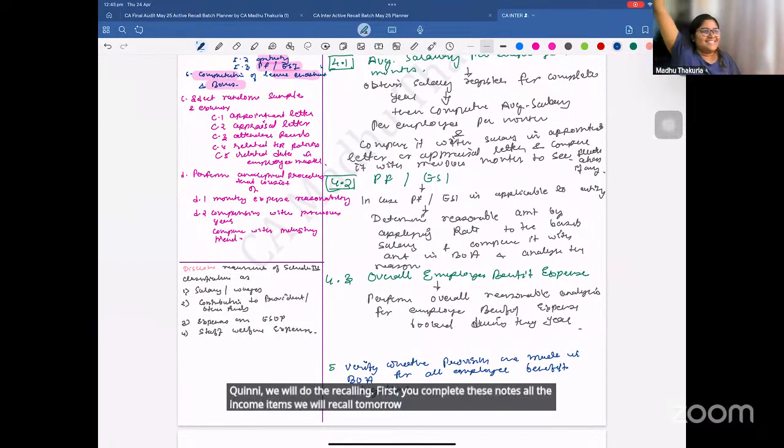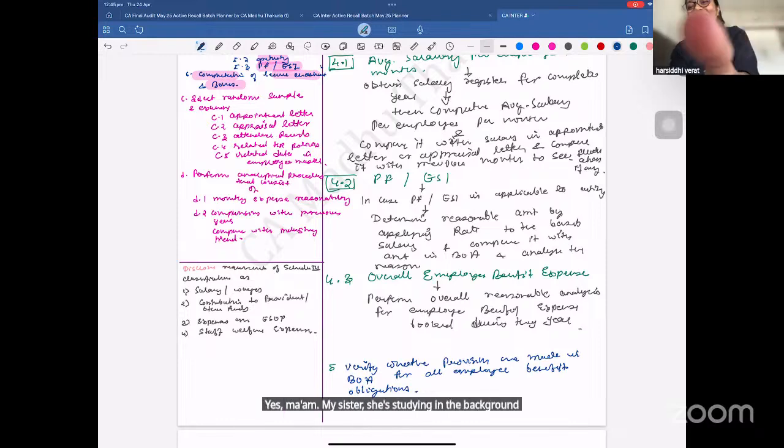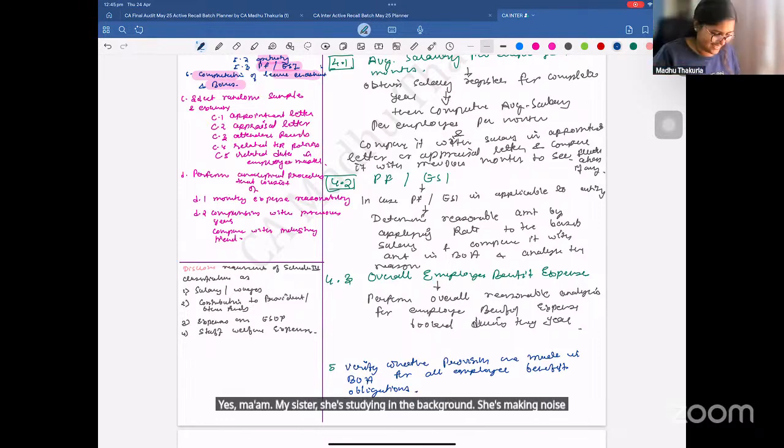Harsiddhi is dancing. Nothing. What happened? Your siblings? Yes, ma'am. My sister, she's studying in the background. She's making noise. Okay.